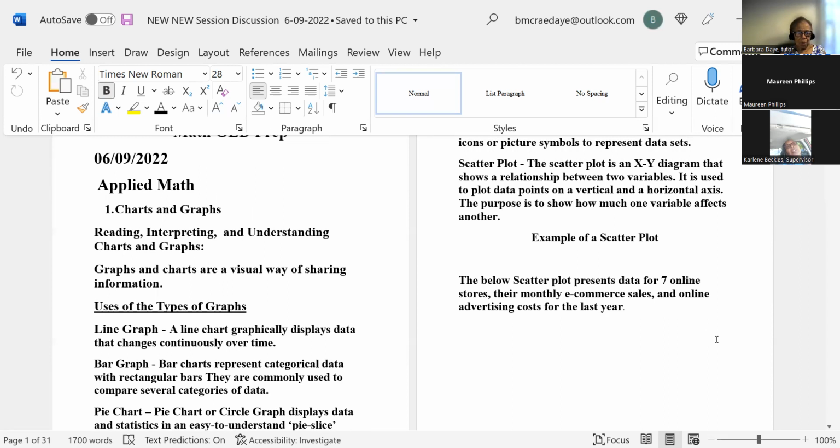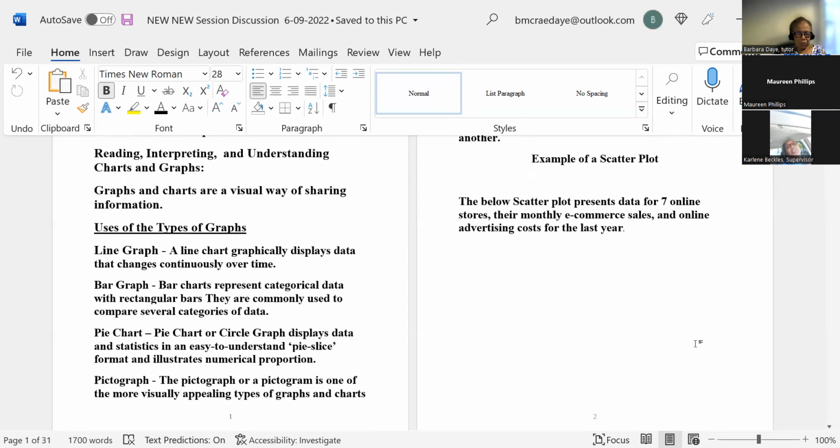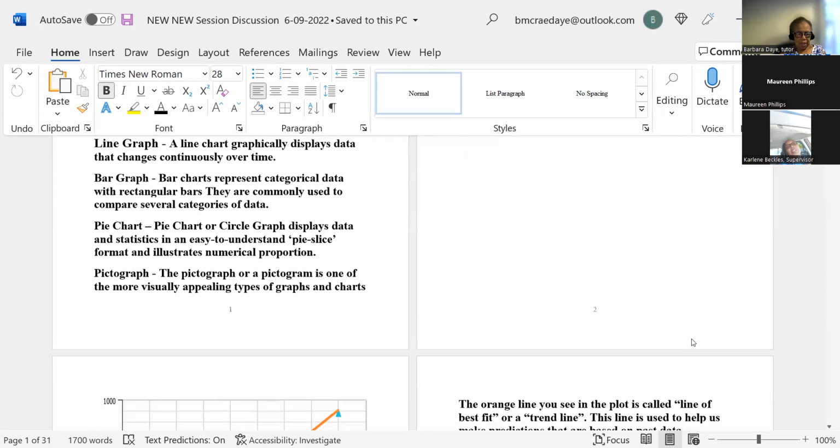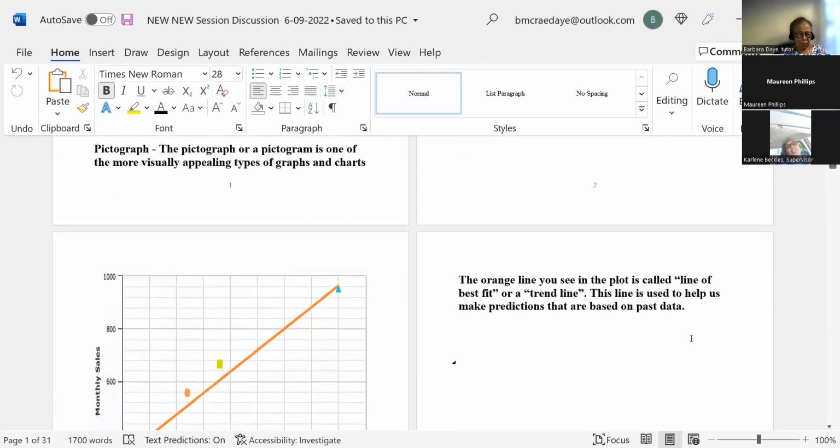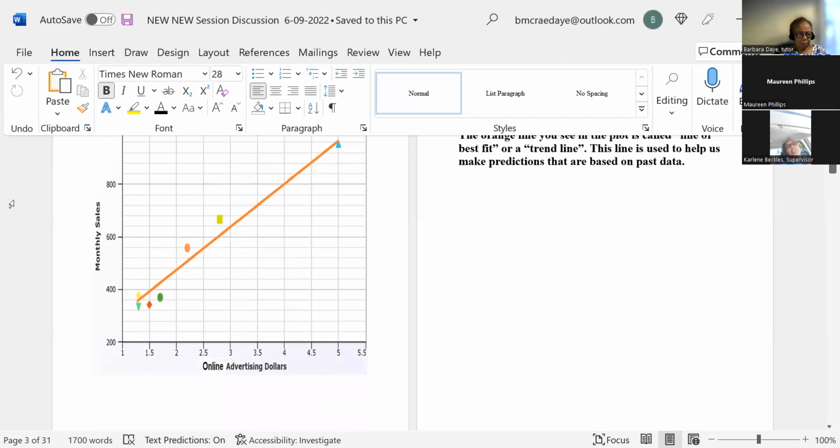Okay, I'm back. Okay, now I'm showing an example of a scatter plot. And this data is for some online stores, the sales and the advertising costs for the year. Now, here's the scatter plot. And all it is is some points plotted on a line graph, all right?